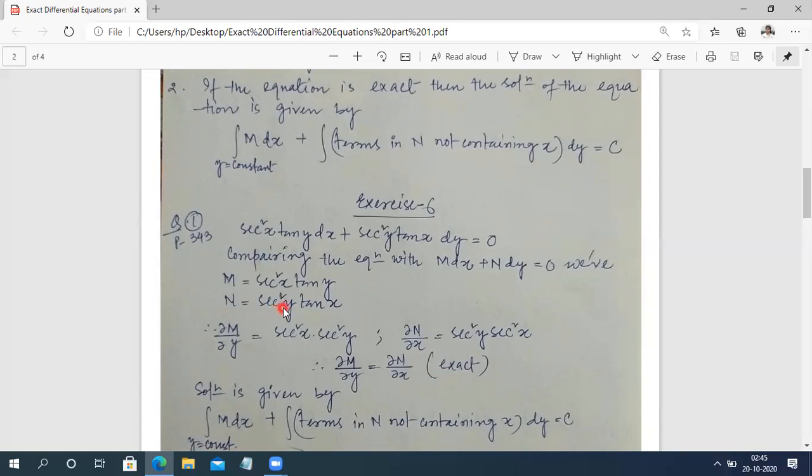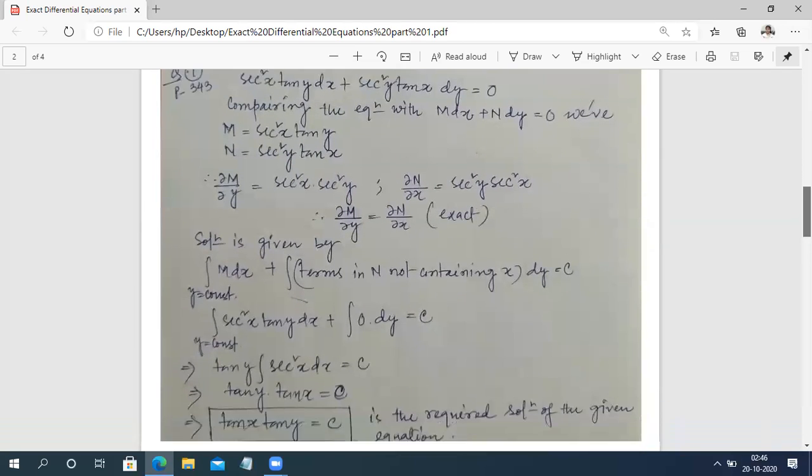So in partial derivatives, if we are differentiating with respect to x, it means that the other variable y is constant here. So sec square y will be as it is, and if we differentiate tan x with respect to x, it will be sec square x. Now you can see that both the values are the same. So del M upon del y is equal to del N upon del x. It means the given differential equation is an exact differential equation.